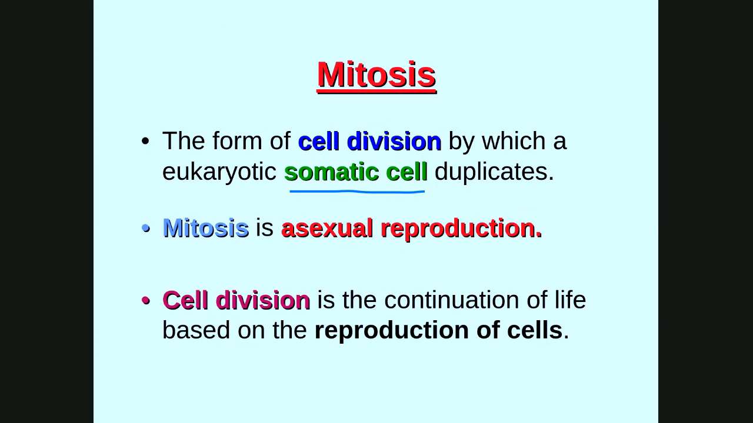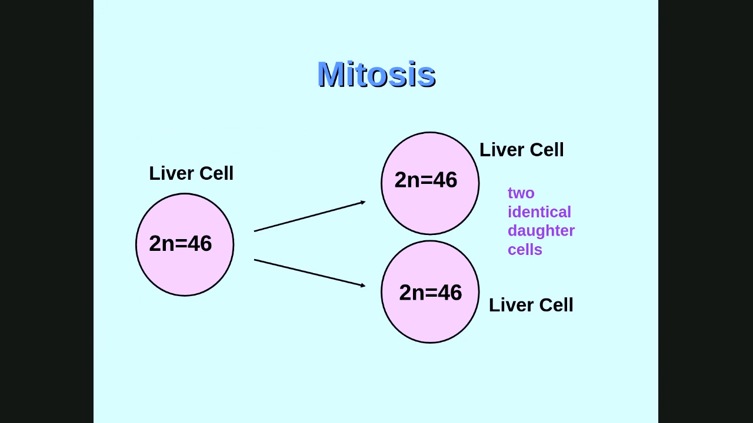Mitosis is a type of asexual reproduction, which I told you yesterday, that in these somatic cells, in the body cells, the cell is dividing for growth purposes. Otherwise, meiosis occurs in the germ cells, which we will study the day after tomorrow. So cell division is a continuation of life based on the reproduction of the cells.